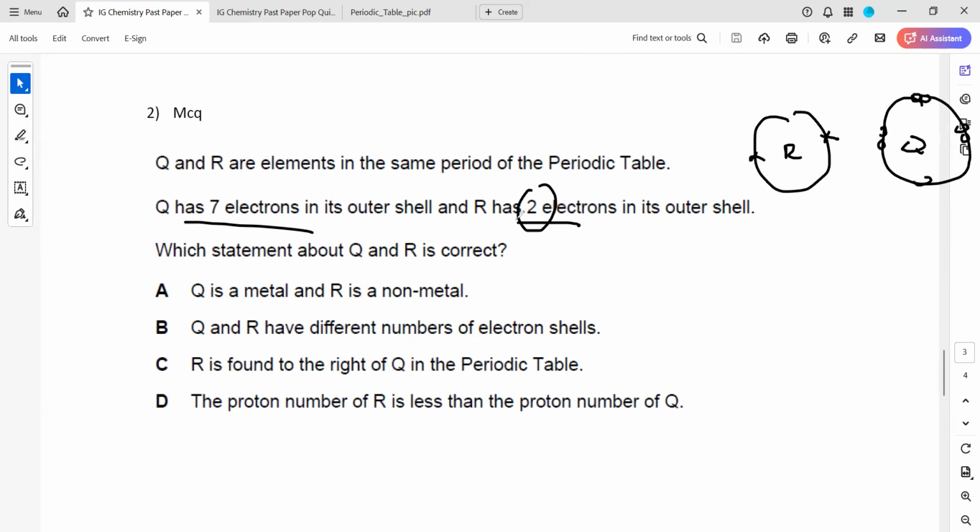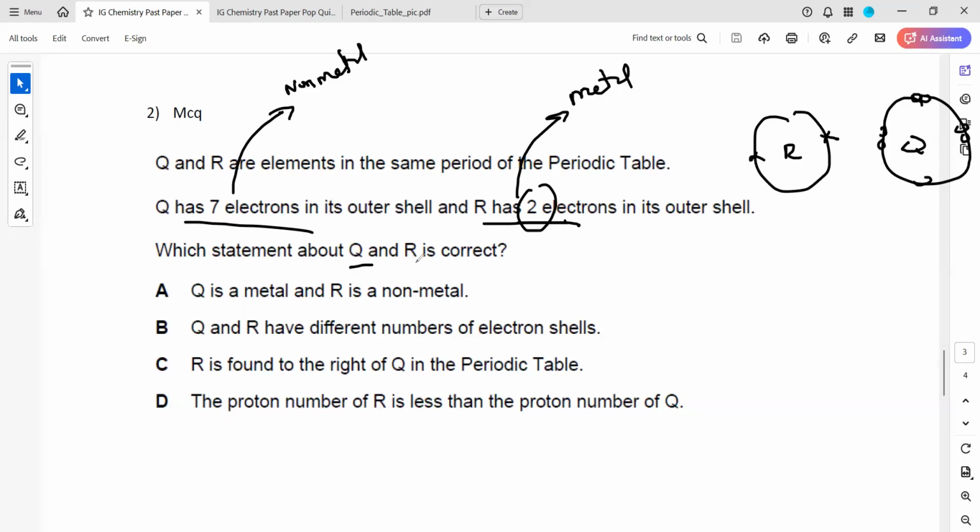So if it has 2 electrons in the outermost shell, what will it likely be? It will be a metal, because groups 1, 2, 3 are metals, as well as the transition elements. And this is group 7, so group 7 will be a non-metal. Non-metals mostly are gases, but bromine is a liquid.